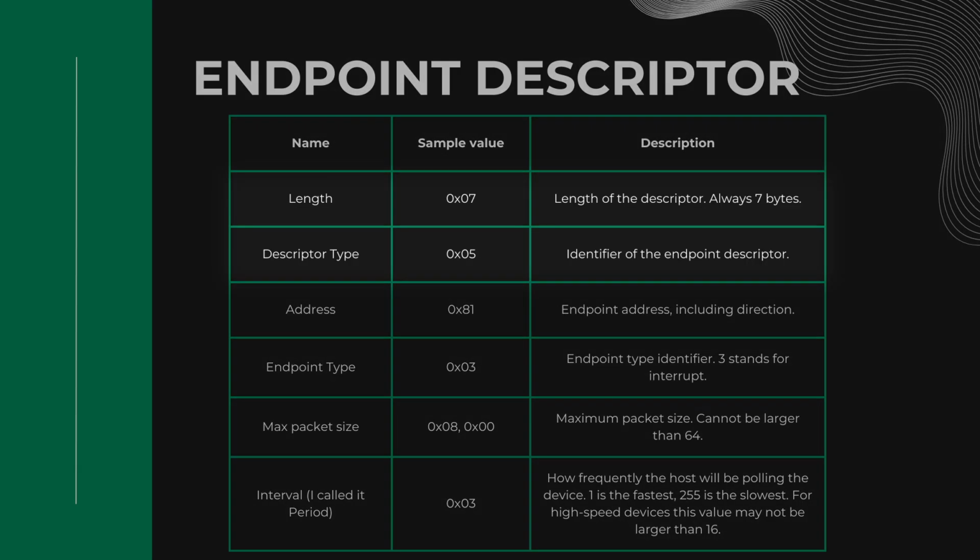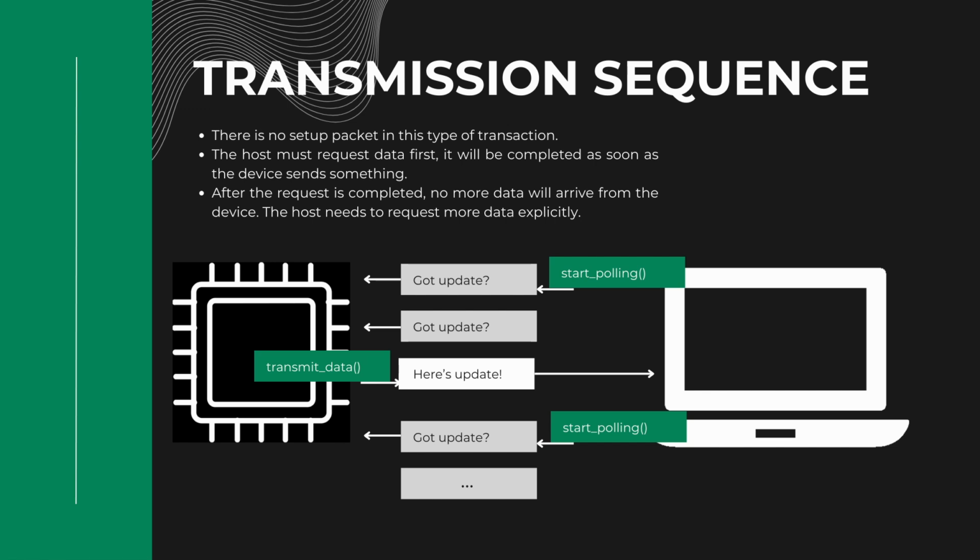Conveniently, its first two fields, like all the other descriptors, are length and type, with the endpoint descriptor type being 5. These fields are followed by endpoint address, type, and maximum packet size, a 2-byte field in little endian. So if the packet size is 8, the field must contain bytes 8 and 0. This is followed by a field called period, meaning how frequently the host will be asking the endpoint for the data.